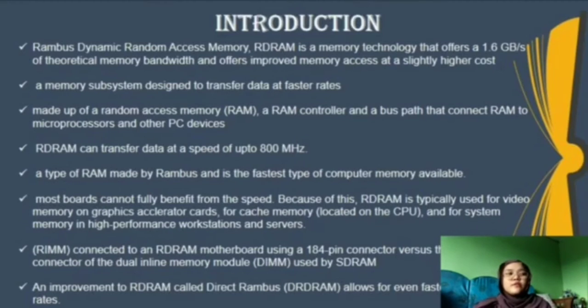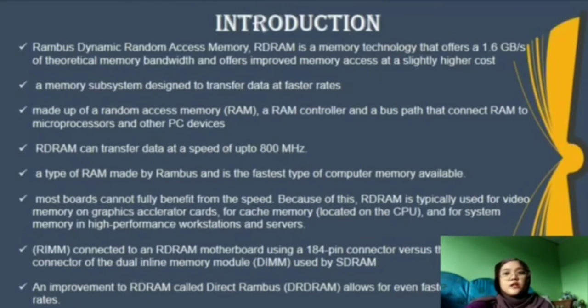The next point for the introduction: most boards cannot fully benefit from the speed. Because of this, RDRAM is typically used for video memory on graphics accelerator cards, for cache memory located on the CPU, and for system memory in high-performance workstations and servers.